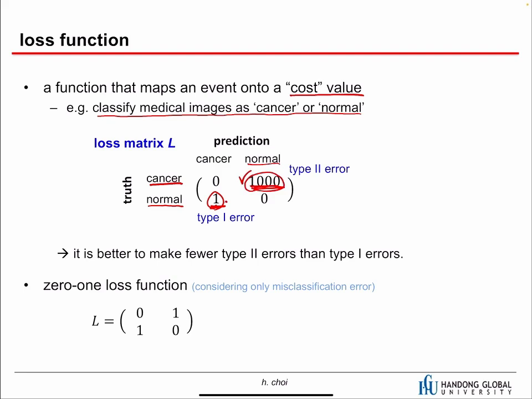And think about an extreme case of this loss function. If loss function is 0, 1, 1, 0, then we are only considering misclassification rate, right? So there's no difference between this one and this one. And if it is correct, then there is no cost.